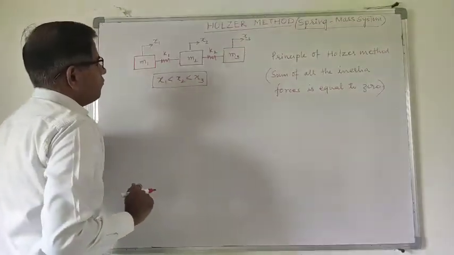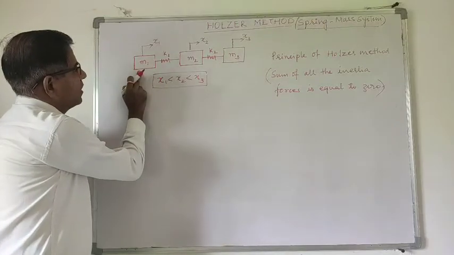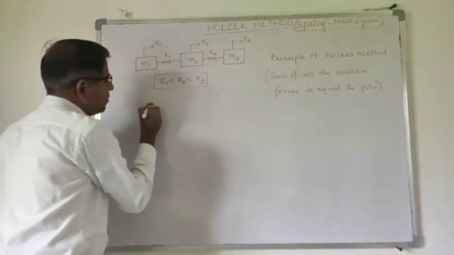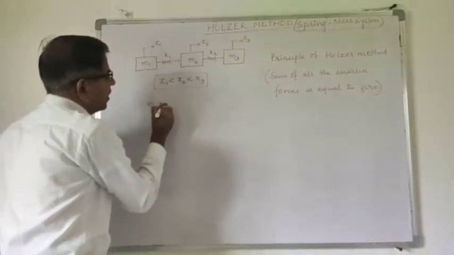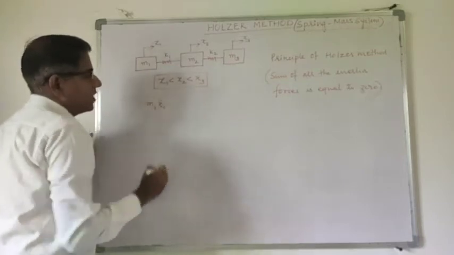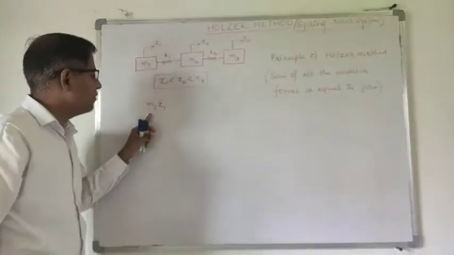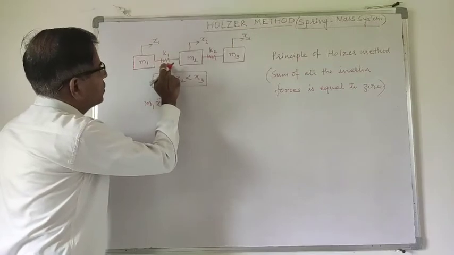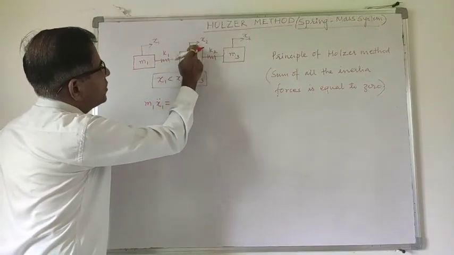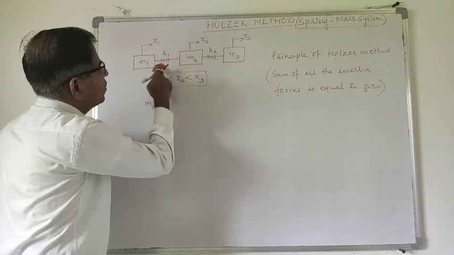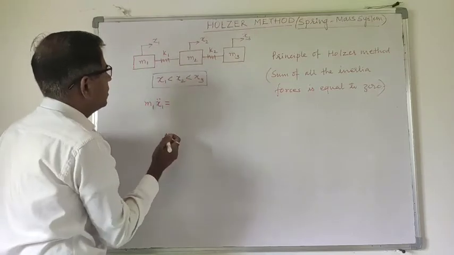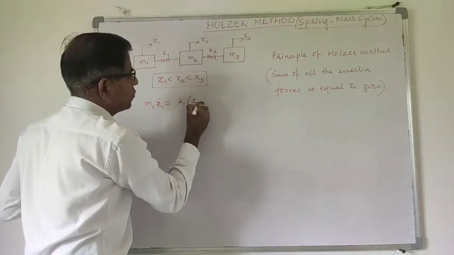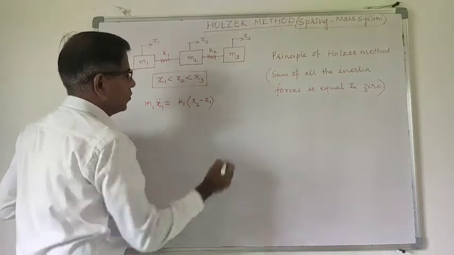Okay. Now the first mass. Now we will apply the inertia force. So inertia force is given by m1 x1 double dot, mass into acceleration. The inertia force m1 x1 double dot is equal to, since the displacement of x2 is more than displacement of x1, this spring force will apply in this direction. So the spring force will be K1 into x2 minus x1. So this is our equation number 1.